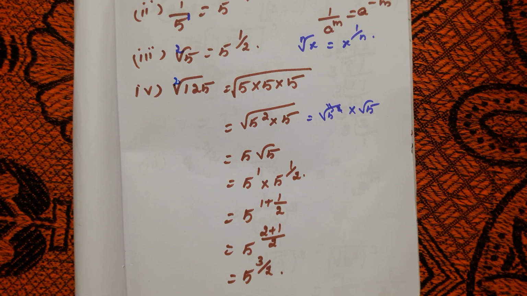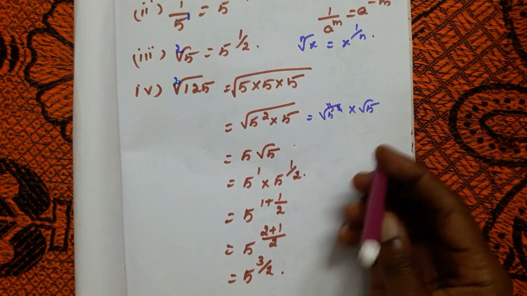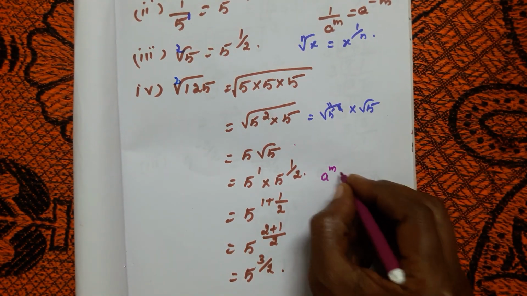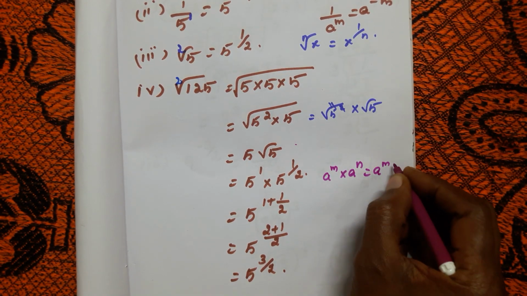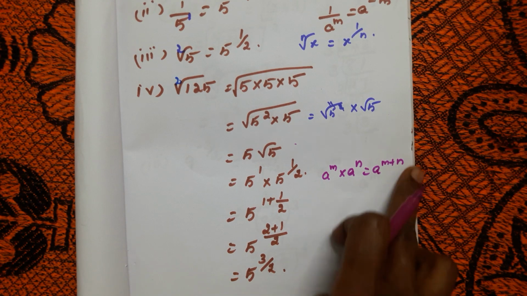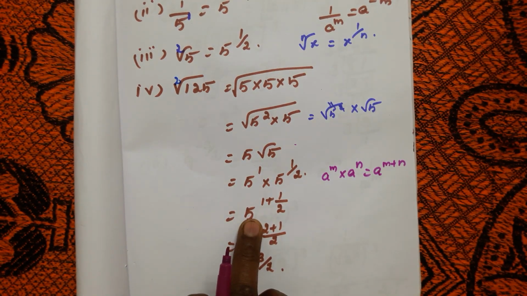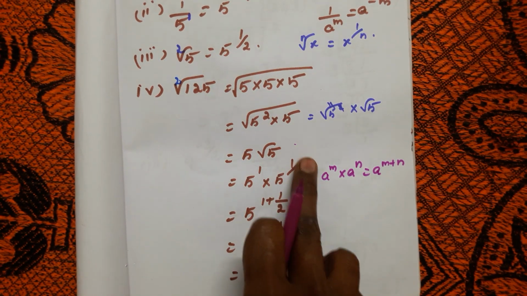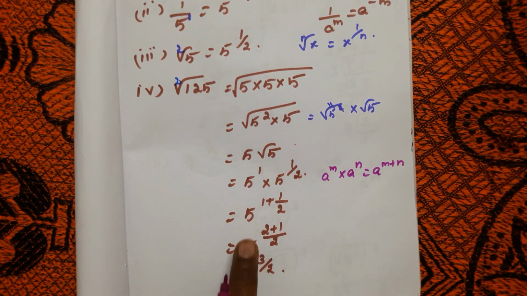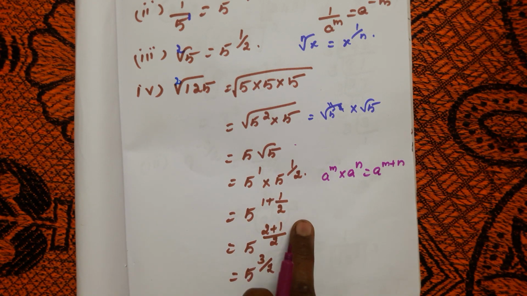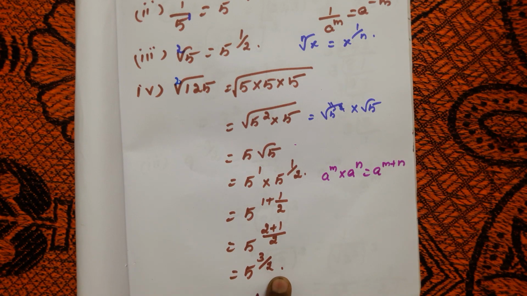Next, a power m into a power n is equal to a power m plus n. When we use this, we get 5 power 1 plus 1 by 2. 5 power 1 plus 1 by 2, LCM is 2. So 5 power 2 plus 1 by 2 is equal to 5 power 3 by 2.